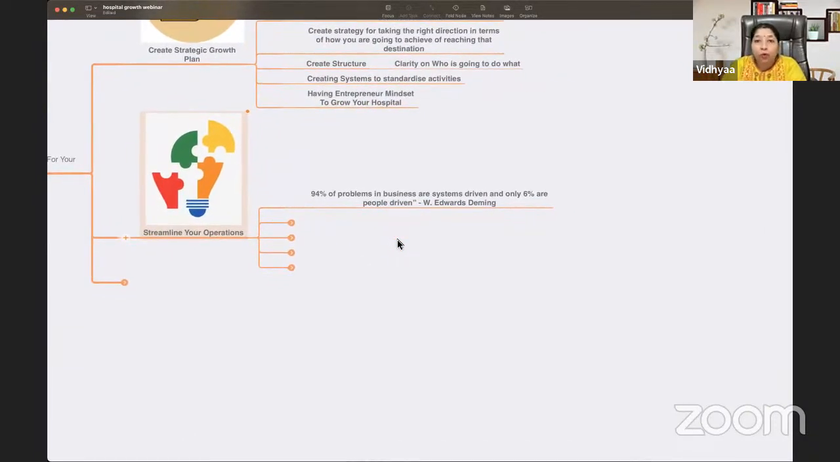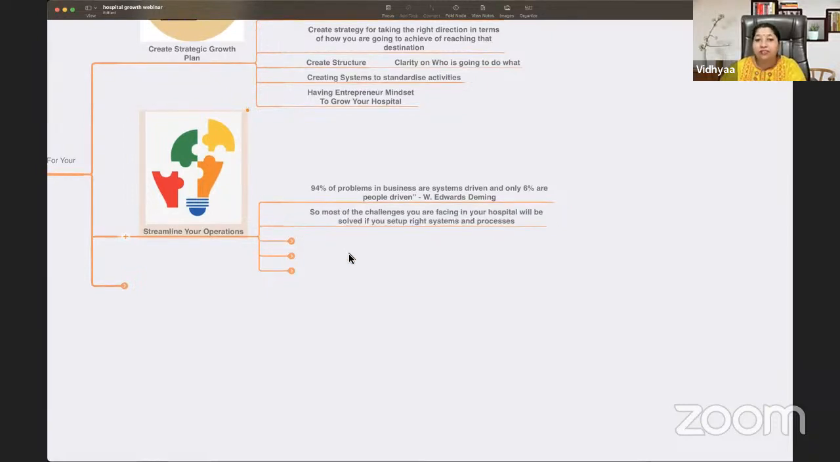This is a beautiful quote given by Mr. W. Edwards Deming: 94% of problems in business are systems driven and only 6% are people driven. So due to the lack of systems and processes, there are problems. 94%, the majority of the problems, is because of the lack of systems in the hospital. So most of the challenges you are facing in your hospital will be solved if you are able to set up the right systems and processes.